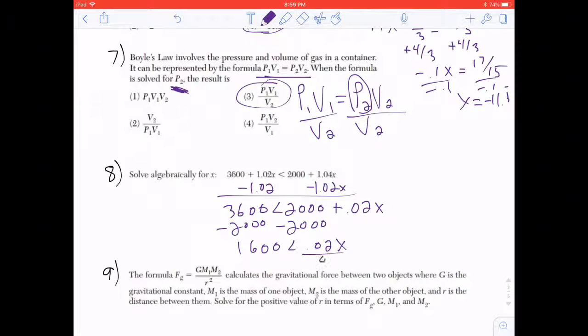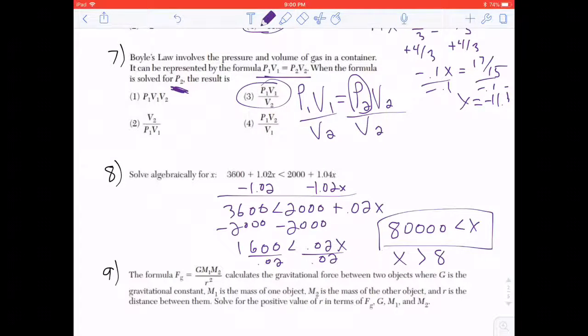The last step, divide by 0.02. You do not have to flip any inequality sign because we did not divide by a negative. You can leave the inequality just like this here. 80,000 is less than x. If you wanted to write the x on the left-hand side, you have to make sure that you open up the inequality towards the x. So it would be x is greater than 80,000.